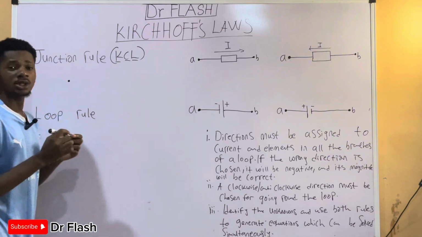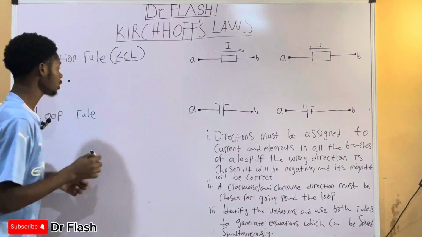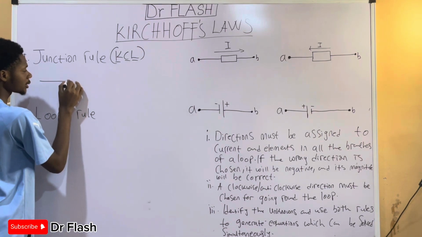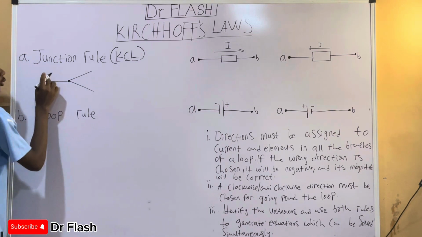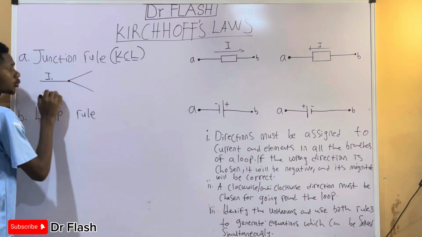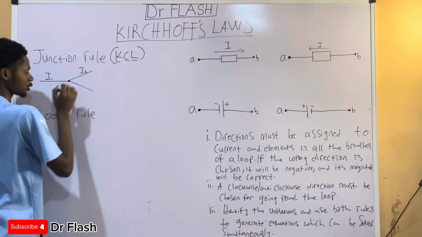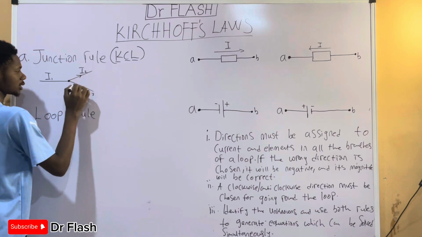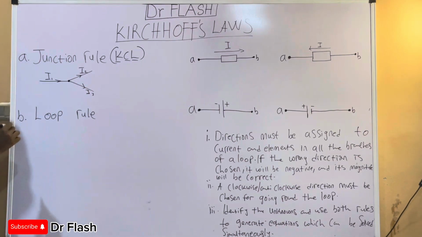A junction is simply where two or more wires meet. That is where a connection is made. Let's say we are having a junction and one wire connected to two other wires like this. If the wire here carries a current I1, for example, and the wire here carries a current of I2, and this one carries a current of I3, this one is in this direction, this one is in this direction, and this one is in this direction.